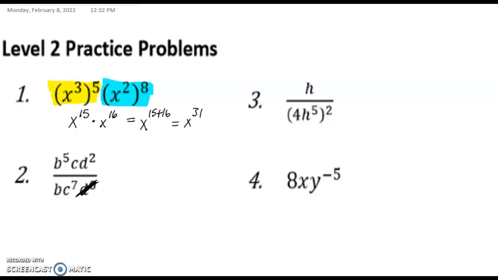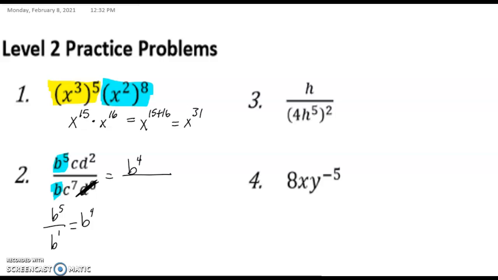Okay, now let's try to look at the same letters. So let's just look at b to the 5th over b. If you think of that as a separate problem, b to the 5th over b, that's like b to the 1. You subtract them. 5 minus 1 is going to be b to the 4th. So you will have b to the 4th on top of the fraction.